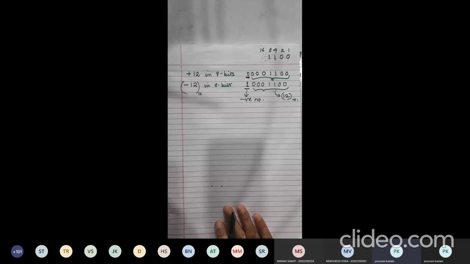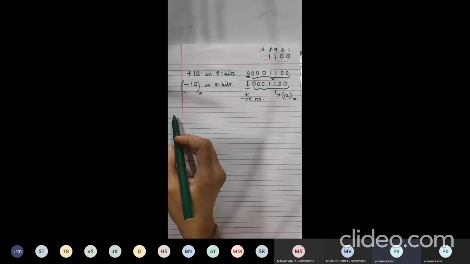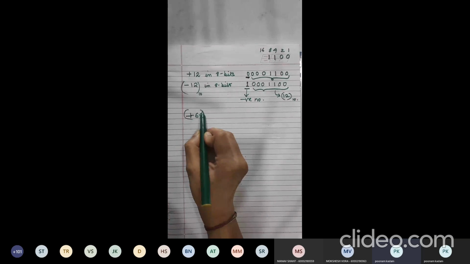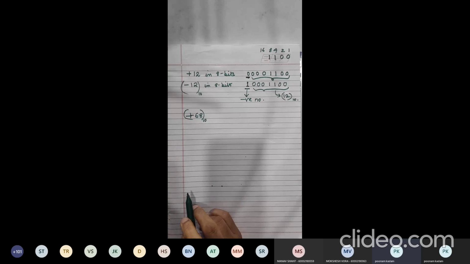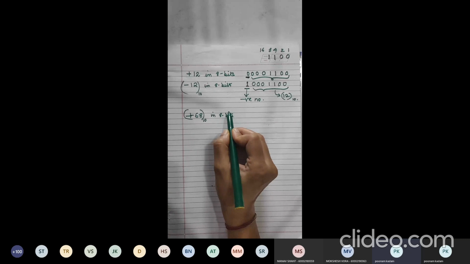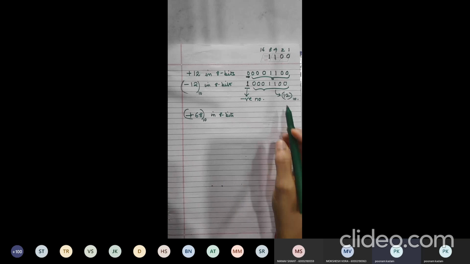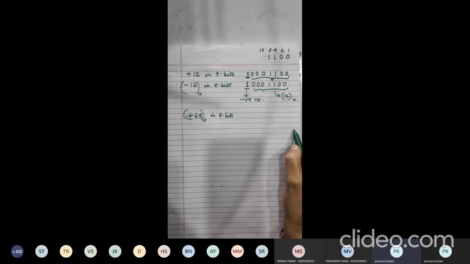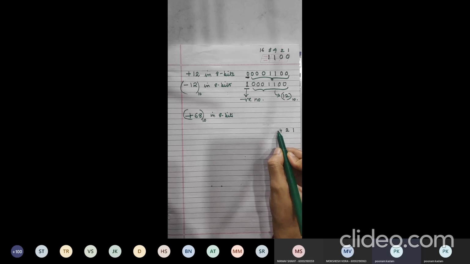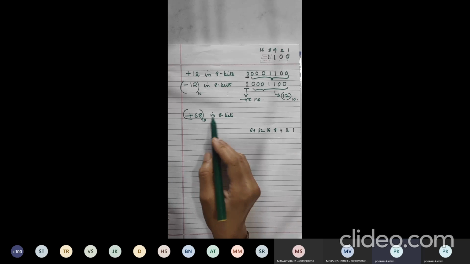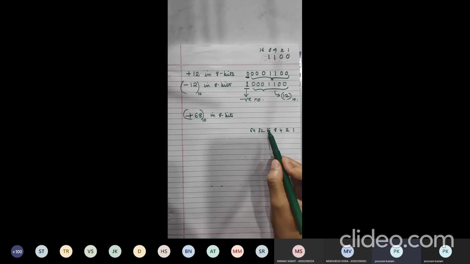I suppose it is clear. Let us take one more example. Let's say plus 68, decimal number positive 68. And let's say you have to represent this again in 8 bits. How will you represent it? How do you write 68 in binary? So let me write the weights here. Weights for binary: 1, 2, 4, 8, 16, 32, 64. You want to write in 8 bits, right? So 1, 2, 3, 4, 5, 6, 7, 8.